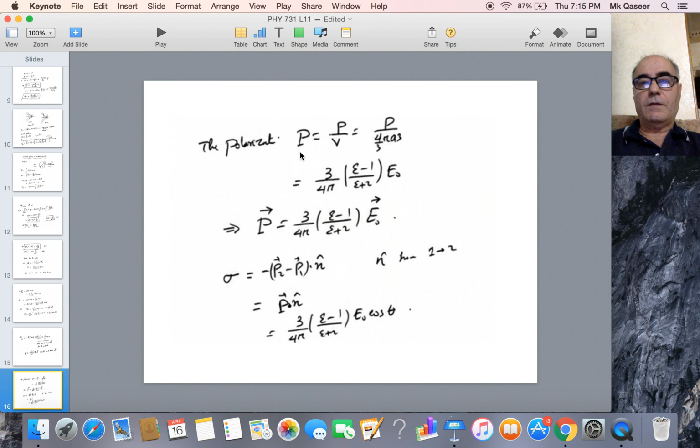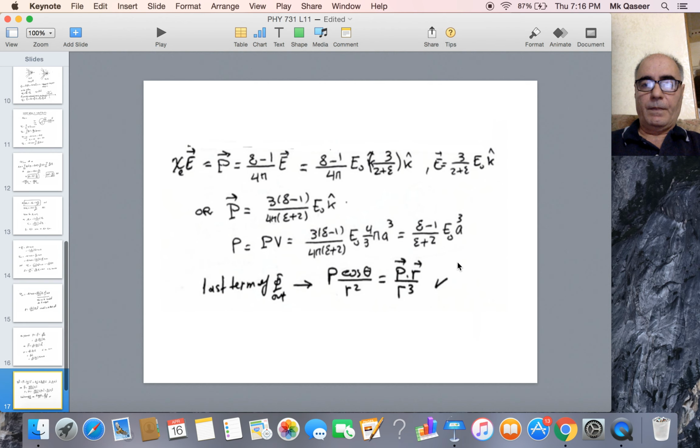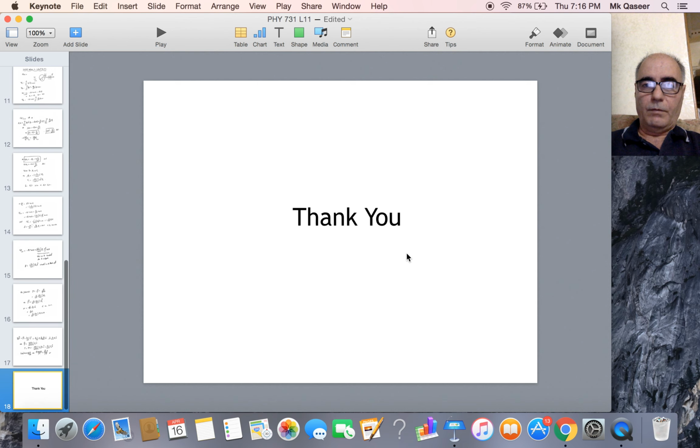Now the polarization P is the dipole moment p over V, where V is the volume of the sphere. This allows us to write the dipole moment of the sphere, which is this thing. In this case, we can get sigma from the polarization, which is minus (P2 minus P1) dot n. This gives us this expression. Now for the last term of phi out, here I am showing in the slide that it's a contribution of a dipole moment. Thank you.